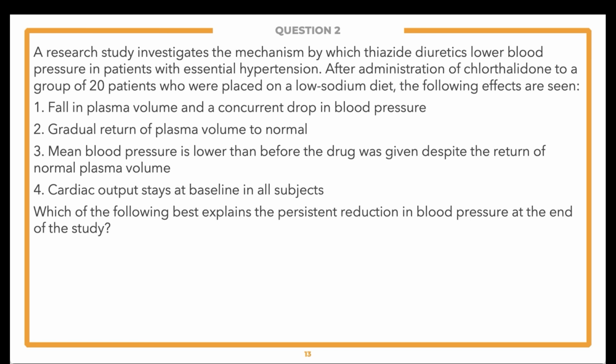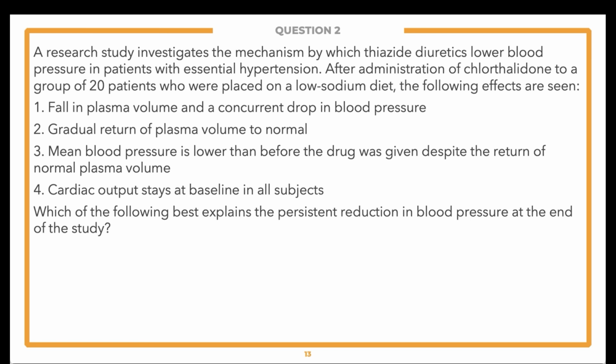A research study investigates the mechanism by which thiazide diuretics lower blood pressure in patients with essential hypertension. After administration of chlorthalidone to a group of 20 patients who were placed on a low-sodium diet, the following effects are seen. 1. Fall in plasma volume and a concurrent drop in blood pressure. 2. Gradual return of plasma volume to normal. 3. Mean blood pressure is lower than before the drug was given, despite the return of normal plasma volume. And 4. Cardiac output stays at baseline in all subjects.